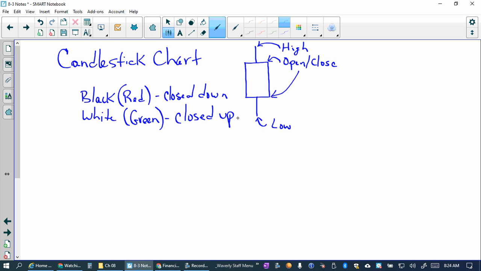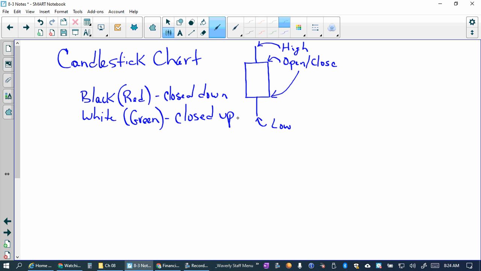So let's say if this thing were green, what would be the top of the rectangle if it were green? It'd be a close, it closed up, see? And the bottom would be the open. If it were red, the top would be the what? No, the open, because it means it closed lower. Okay? So you think about it a little bit, right? You see a couple of them, you start to get used to it.